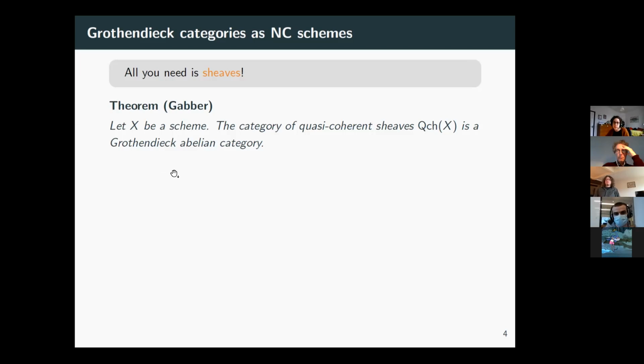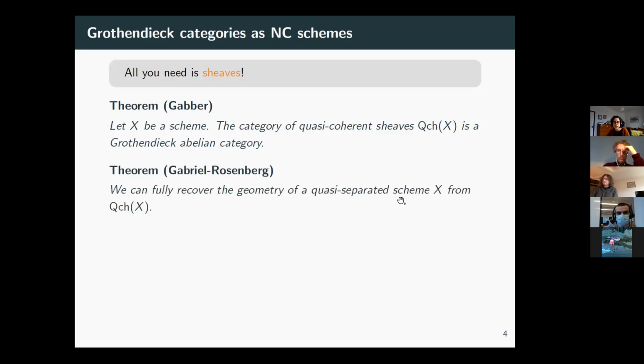We have first this theorem of Gabber that says if you have a classical scheme, the category of quasi-coherent sheaves is a Grothendieck abelian category. So Grothendieck abelian categories will be what we expect to represent our schemes. And this is indeed in that framework of Grothendieck's philosophy, because we have the reconstruction theorem by Gabriel and Rosenberg, which says that we can fully recover the geometry of a quasi-separated scheme from its category of quasi-coherent sheaves. So we can do geometry using the sheaves, and we can always recover, if we were working with a scheme, the scheme out of it.